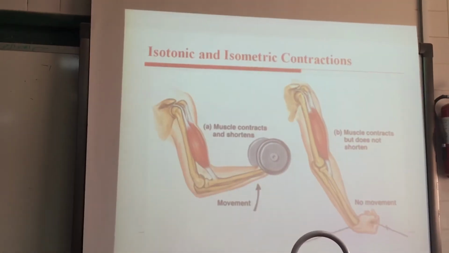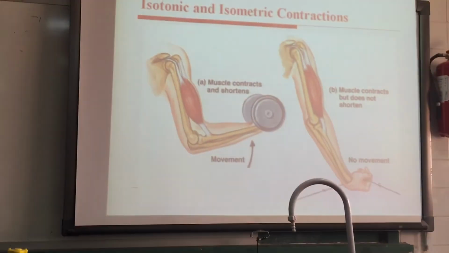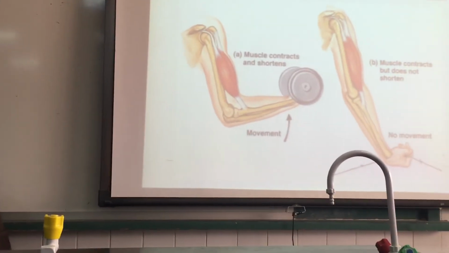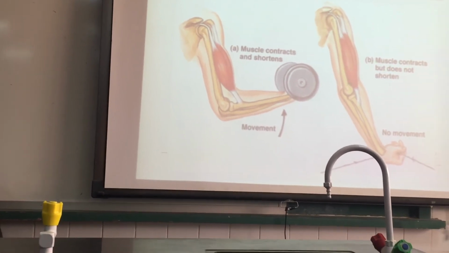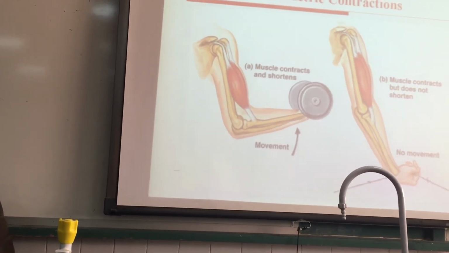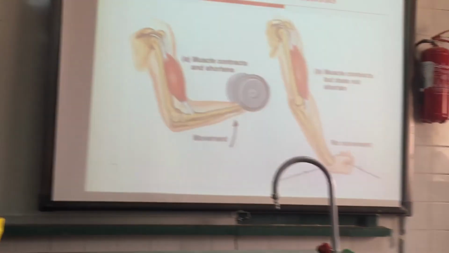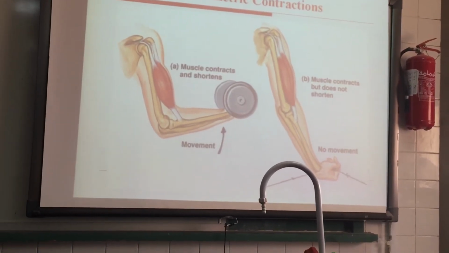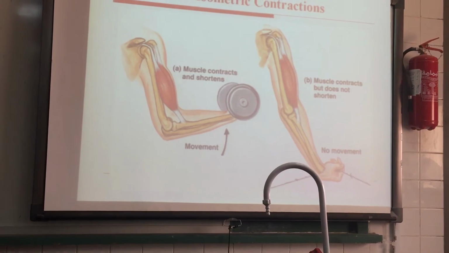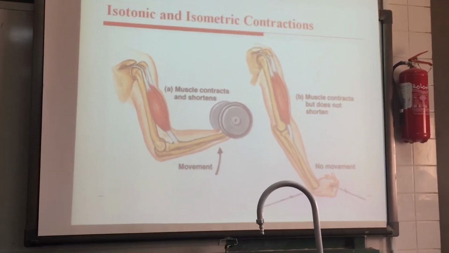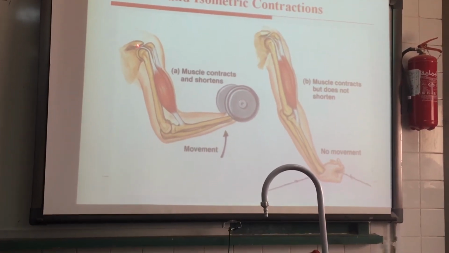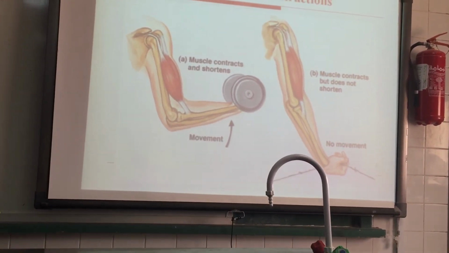Now tell me, what is A, what is B? A is isotonic. Why? Because everybody is saying that it is isotonic. Why is it isotonic? Because there is a decrease in the length. What is this type of contraction?